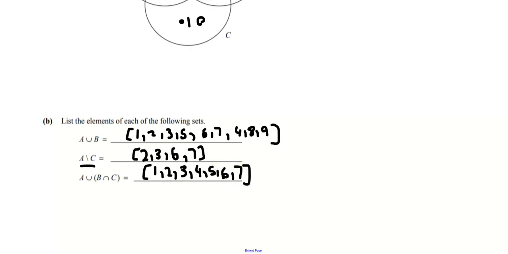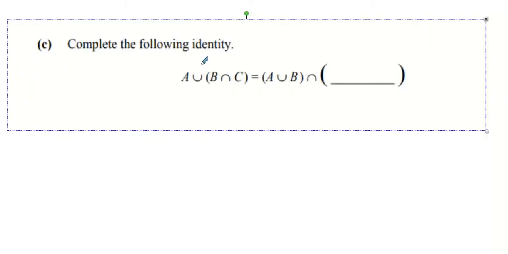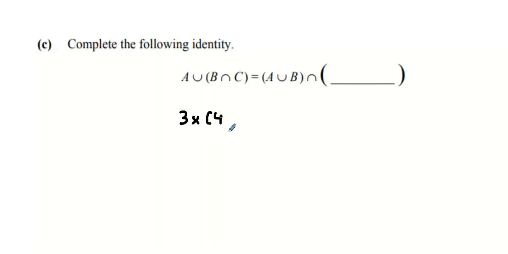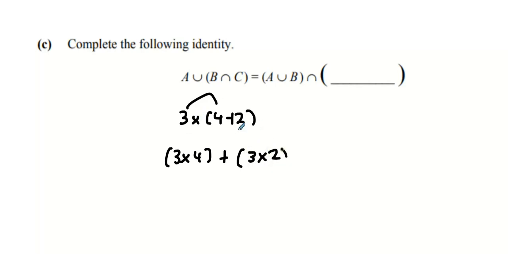Okay, and now to part C. Complete the following identity. Oh wait, remember distributive law, guys. So remember if I gave you something like this, where we can say multiplication is distributive over addition. So I can say something like this instead. See the way I can multiply the 3 by the 4 and the 2, and we get 18 either way. Doesn't matter if I add first or multiply first, okay?